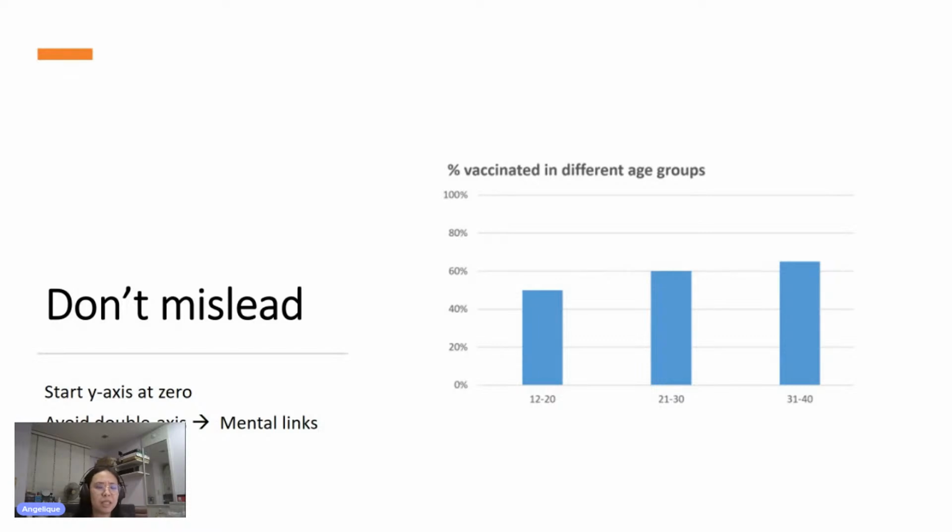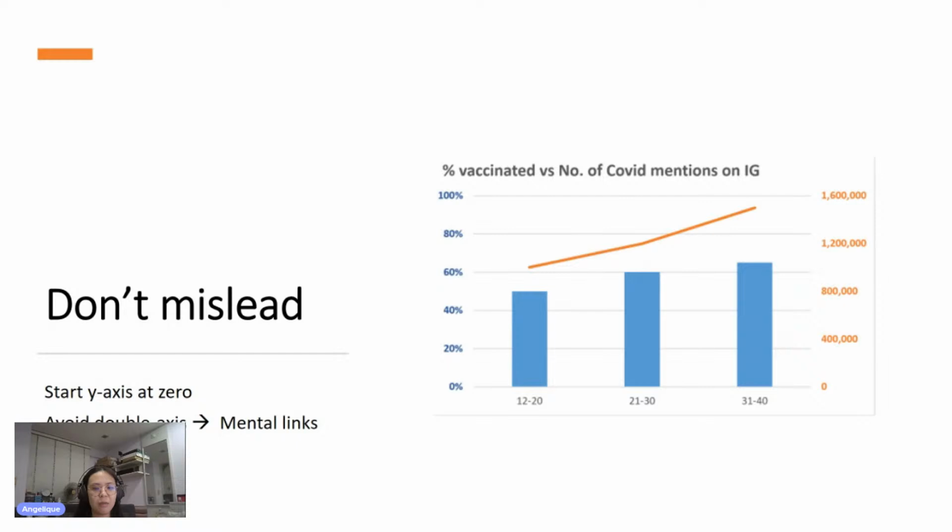The other very common thing about misleading is avoiding a dual axis. In this case, I'm looking at vaccinations, the blue bars, as well as number of mentions on Instagram. Is there a link between the two? Logically, maybe not. Maybe we're not sure. But by putting the two charts together, and you can see that it's two different things, percentage and amount, I can make people feel like there is a mental link between the two topics. So be very careful when you do this as well, because it can mislead your audience.